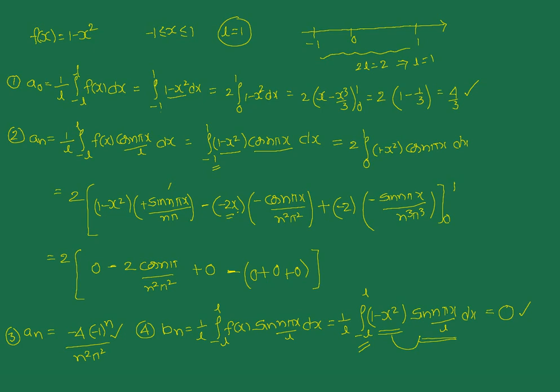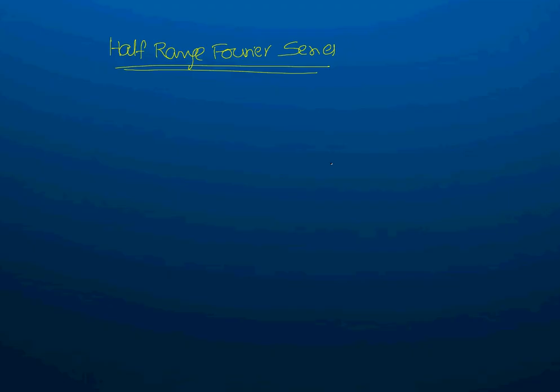Okay, today we are going to discuss half range Fourier series. Previously we have discussed Fourier series in the interval minus pi to pi, comma 0 to 2 pi, and we have discussed in the interval minus L to L, comma 0 to 2L.